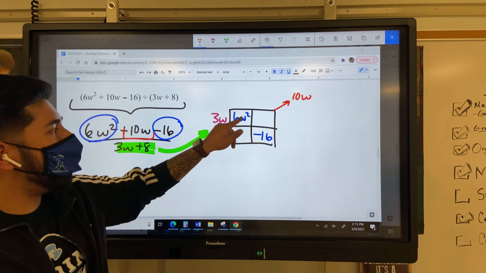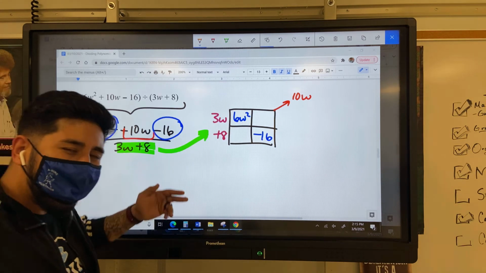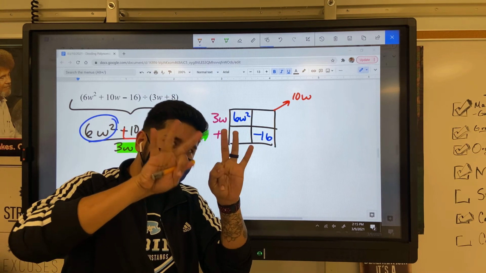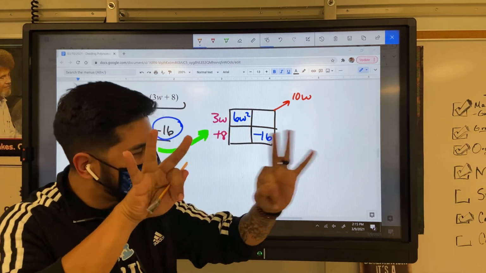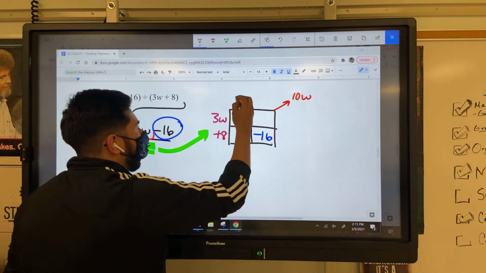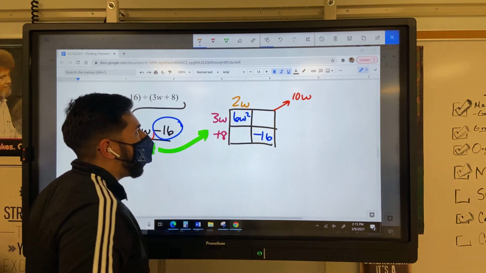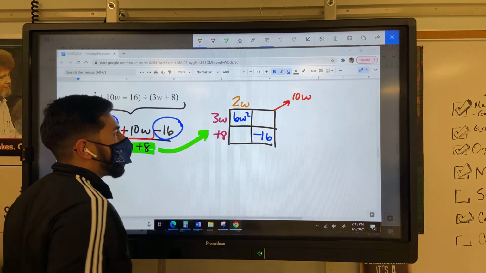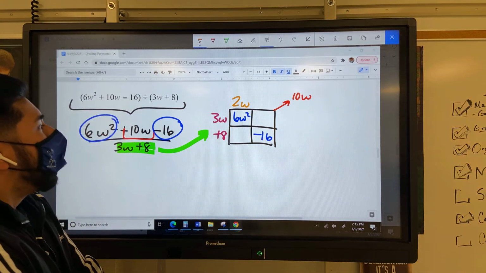Something times 3w gives me 6w. What number times 3 gives me 6? 3 times something else gives me 6. How many 3's do I have right here? 2. So I should be able to see it's 2w. 2 times 3 gives me 6. w times w gives me w to the second power. Let's keep going.